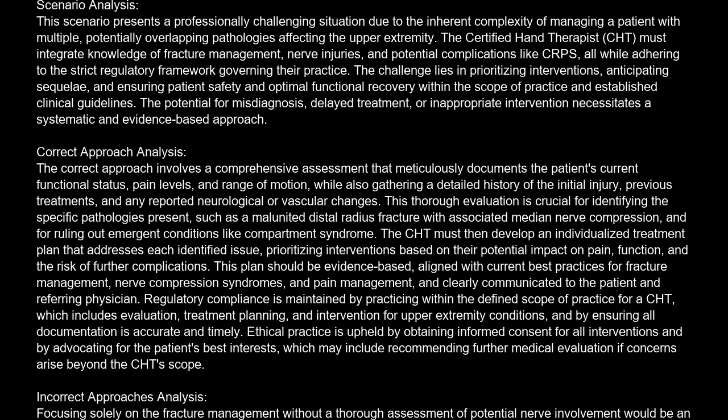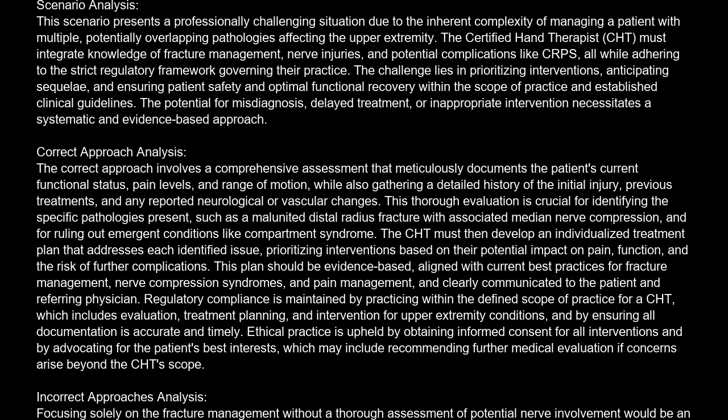This thorough evaluation is crucial for identifying the specific pathologies present, such as a malunited distal radius fracture with associated median nerve compression, and for ruling out emergent conditions like compartment syndrome. The CHT must then develop an individualized treatment plan that addresses each identified issue, prioritizing interventions based on their potential impact on pain, function, and the risk of further complications.